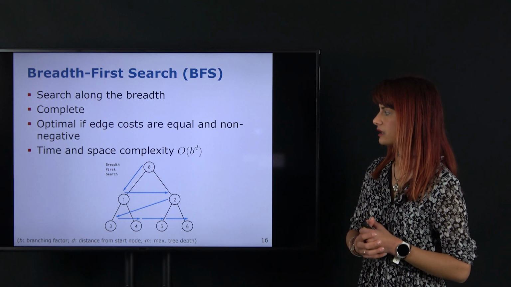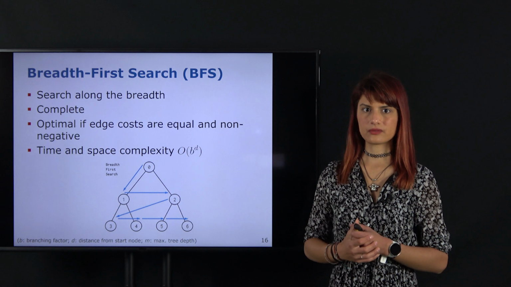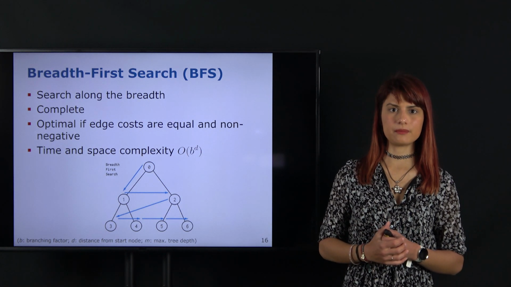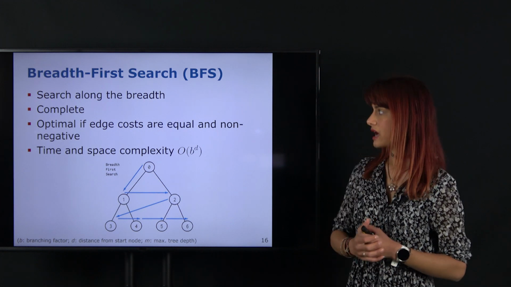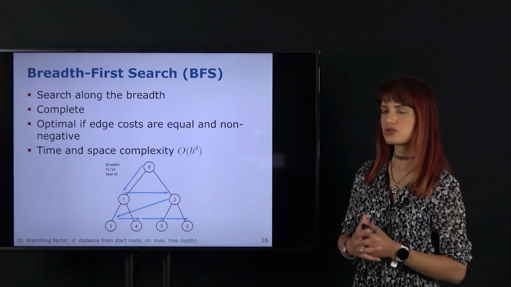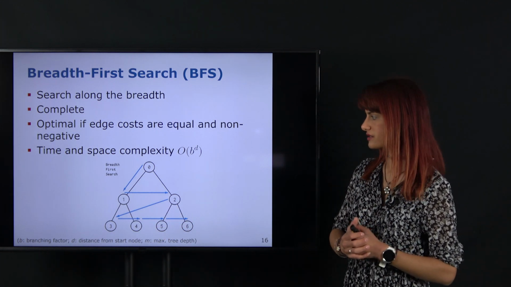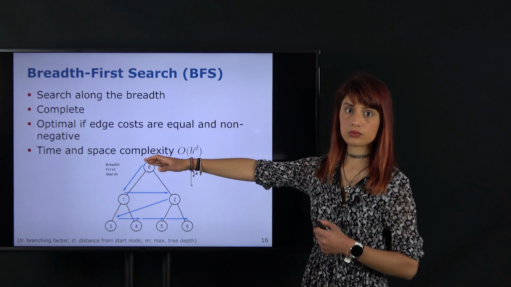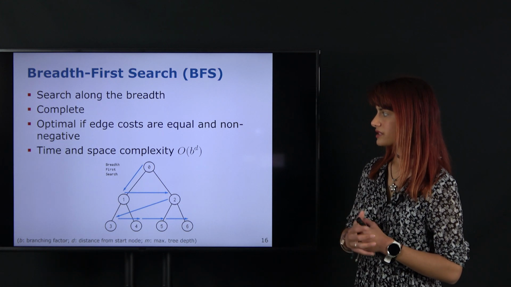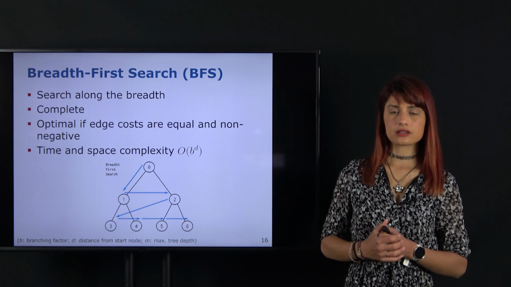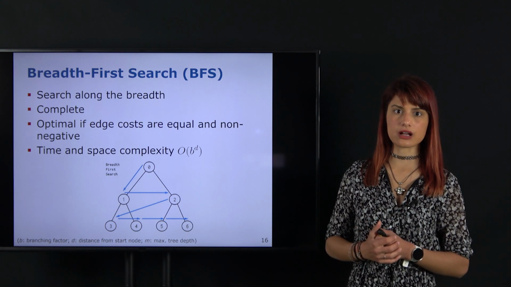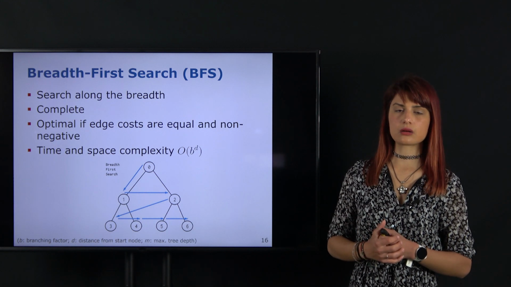It's easy to see that this algorithm is complete. So if there is a solution, it will find one if we give it enough running time. If the edge costs here are equal and non-negative, then the solution is also optimal, because we're always closest to the root node when we find a solution. In the worst case, in terms of complexity, the breadth-first search needs to look through all the nodes and also all the edges of the graph. So we can formulate the complexity in this way.